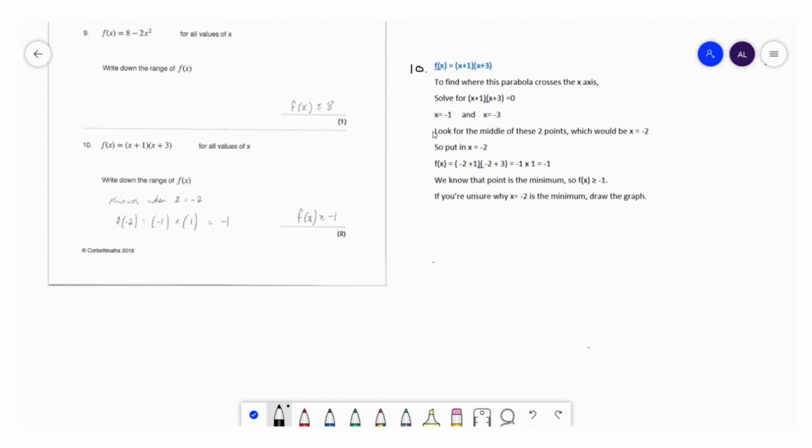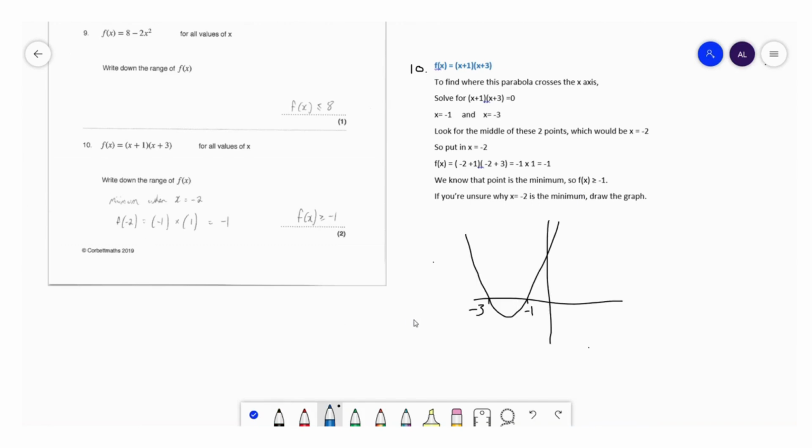For question 10, we want to solve this equation and make it equal to 0 so that we know where it crosses the x-axis, and we get x equals minus 1 and x equals minus 3. So then we look for the middle of these 2 points, which would be x equals minus 2, to look for the minimum point. And when we put minus 2 into the function, we will get minus 1. And because we know that x equals minus 2 is the minimum point, the final answer is the function is greater than or equal to minus 1.